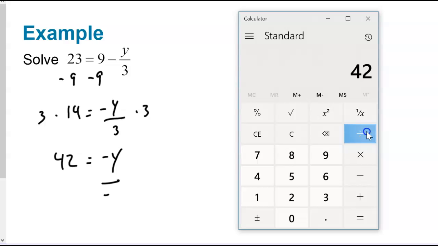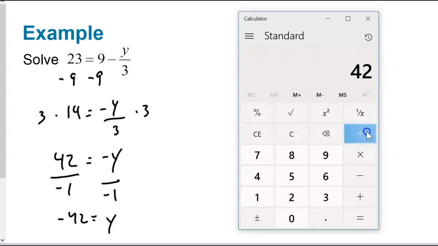If you just do the opposite operation, because it's negative 1 times y, the opposite operation is division. And what you do on one side, you have to do on the other side. So 42 divided by negative 1 is negative 42. And then your y is left as a positive variable, which it needs to be.